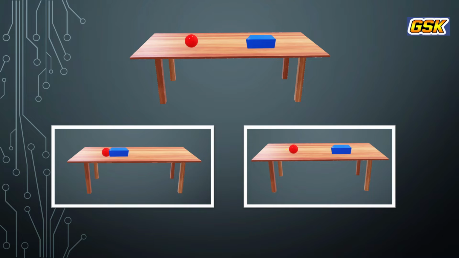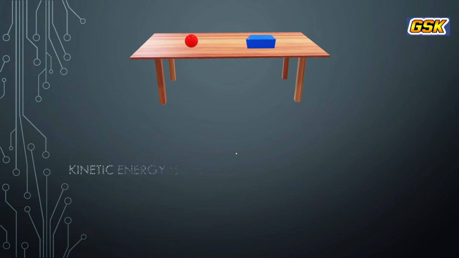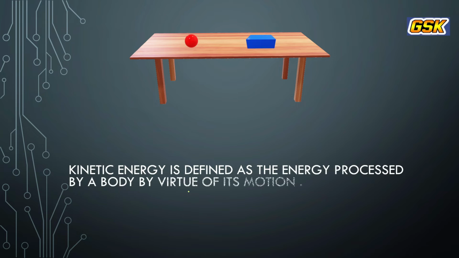How does this metal ball displace this brick? In case 1, it does not have any velocity or any motion. In case 2, it has some motion. It has the ability to do some work on the brick. So what is kinetic energy? The energy possessed by a body by virtue of its motion. In case 2, the metal ball has a motion. It has the ability to do some work on the brick.